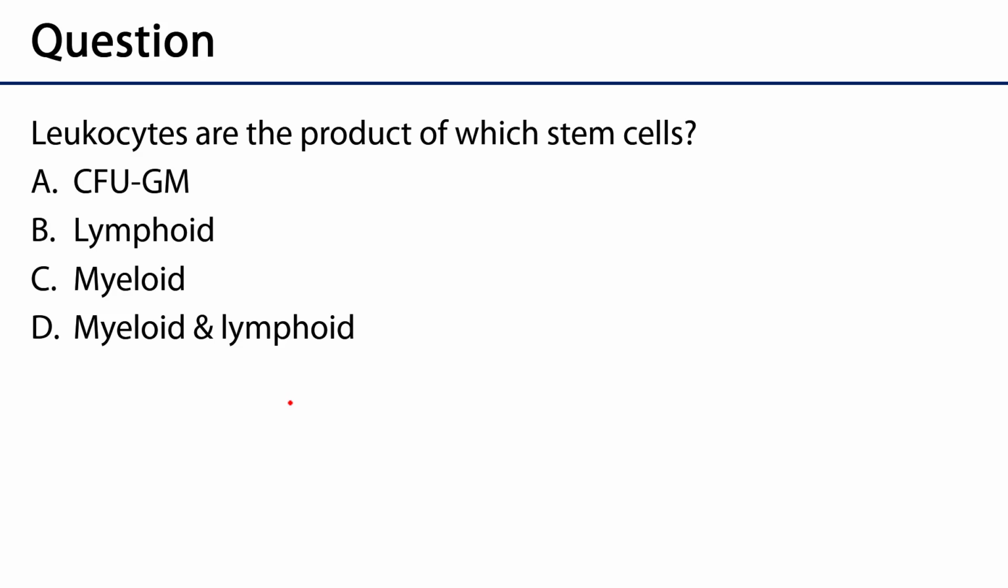So let's leave you on a question here, and that is, leukocytes are the product of which stem cells? Colony-forming units, granular monocytes, lymphoid stem cells, myeloid stem cells, or both myeloid and lymphoid stem cells. The correct answer here is D. Both myeloid and lymphoid stem cells are going to produce white blood cells or leukocytes.